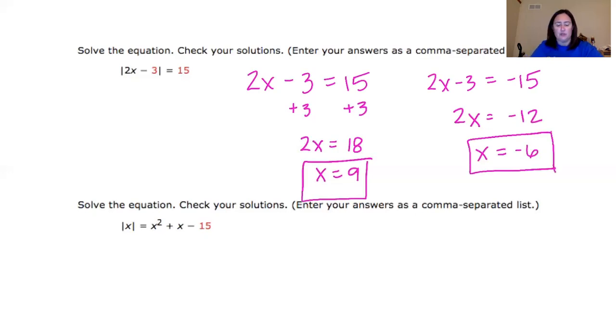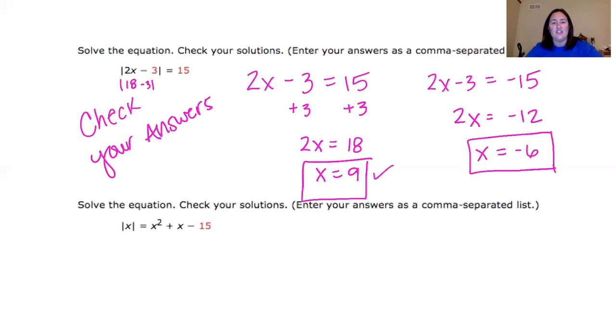Now, it's always good to check our solutions or check your answers. So checking answers, just plugging it back in. So if you think of plugging 9 in, you have 9 times 2, which is going to give me an 18 minus 3. The absolute value of 18 minus 3 does give me 15, so that one does work. Then check our negative 6. Negative 6 times 2 gives me a negative 12. Negative 12 minus 3 is a negative 15, but the absolute value of that is also 15. So in this case, both solutions work.